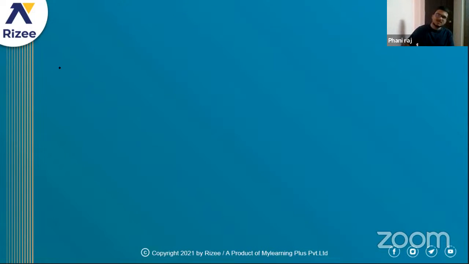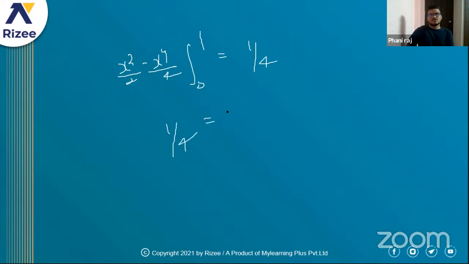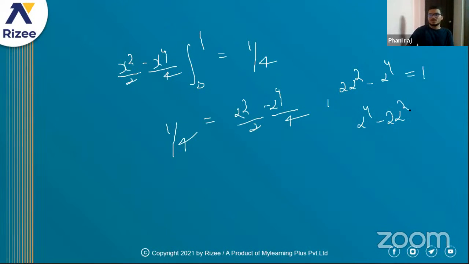We will compute the answer. So that is what x minus x cube means: x square by 2 minus x power 4 by 4, from 0 to 1, equal to 1 by 4. So alpha square by 2 minus alpha power 4 by 4 equal to 1 by 4. Multiplying with 4 on both sides, you get 2 alpha square minus alpha power 4 equal to 1. So alpha power 4 minus 2 alpha square plus 1 equal to 0.